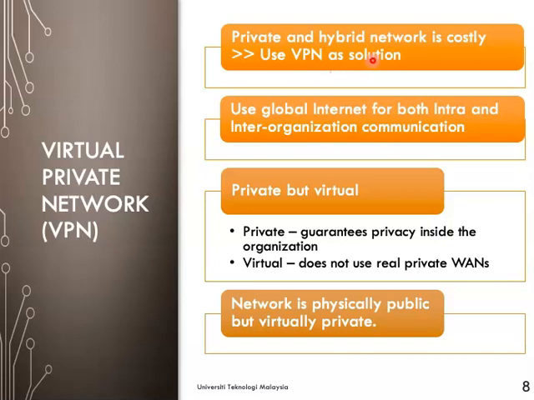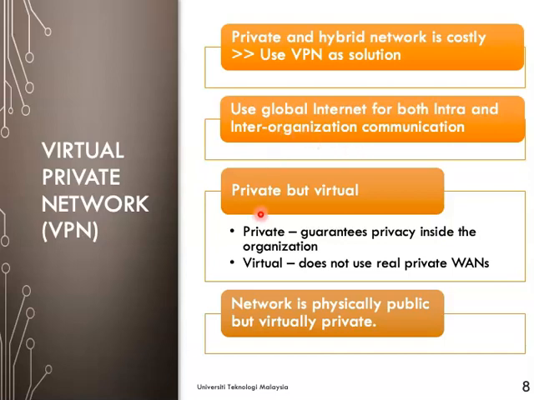Instead of deploying and maintaining a costly private network, many institutions now create VPNs over the existing public internet. With a VPN, the institution's inter-office traffic is sent over the public internet rather than over a physically independent network. But to provide confidentiality, the inter-office traffic needs to be encrypted before it enters the public internet. So for VPN, it uses the global internet for both intra- and inter-organization communication.